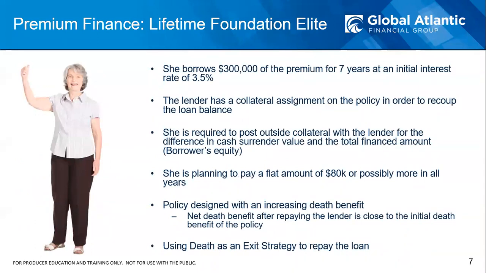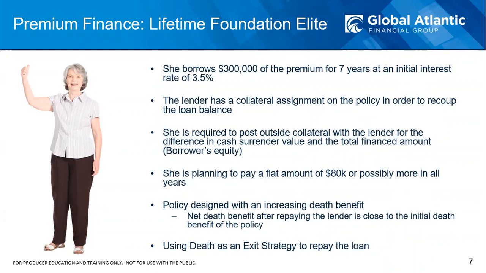So what we're going to do with her is she's going to have a $380,000 premium for the first 7 years, $300,000 of which she is going to borrow from the lender at a rate of 3.5%. Like Jason said, the rates we've seen over the last couple months are actually significantly lower than this, so it's a great time to borrow. However, this just gives you a good idea with a flat 3.5% of how this would work. And of course, the lender does have that collateral assignment on the policy just to ensure they're able to recoup their loan balance no matter what might happen in this scenario.